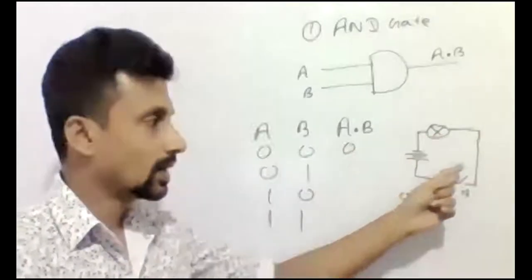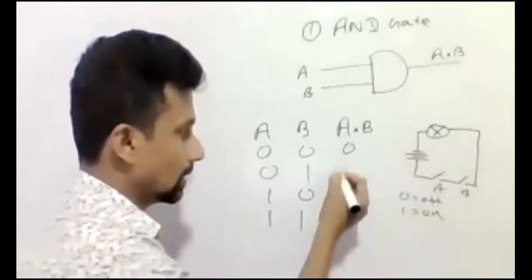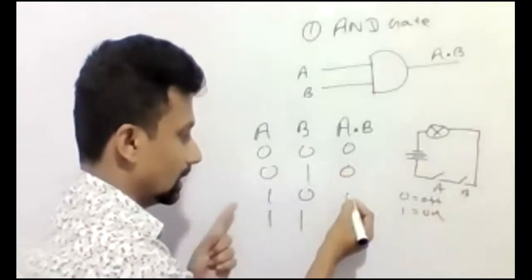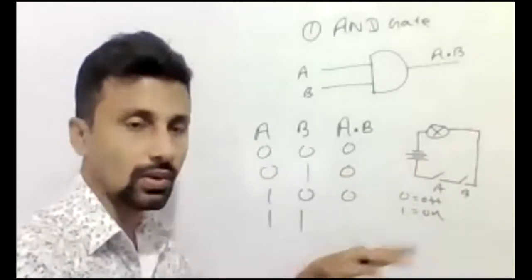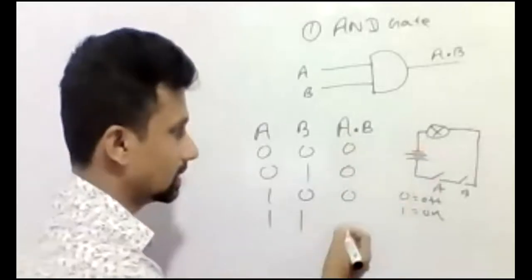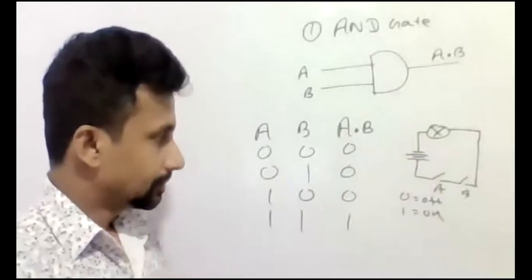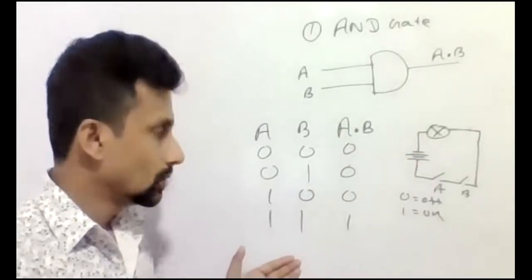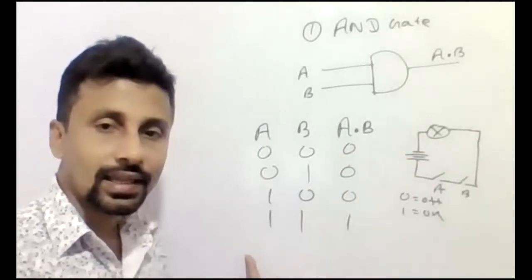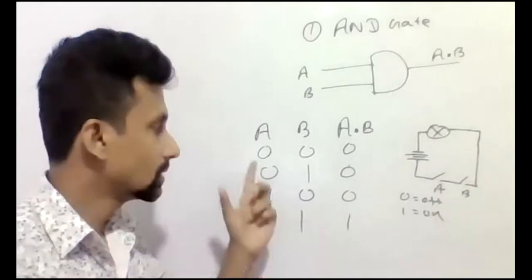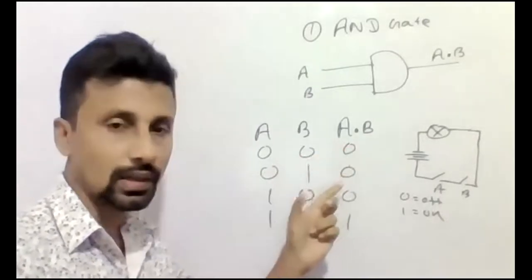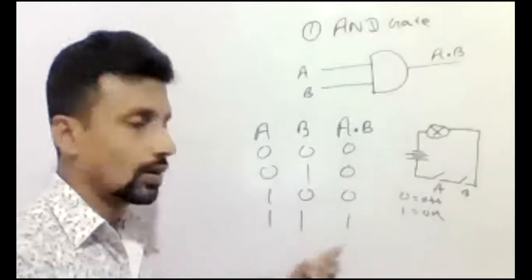One switch is on, but the other switch is off. Still, your bulb won't work. Here also it does not work. Both switches on, that will work. That means your output will be 1. When you are memorizing, you can memorize this AND gate like a multiplication: 0 times 0, 0 times 1, 1 times 0, 1 times 1.